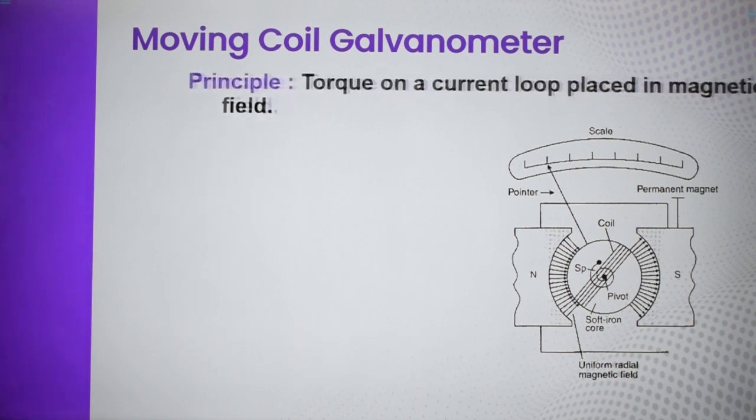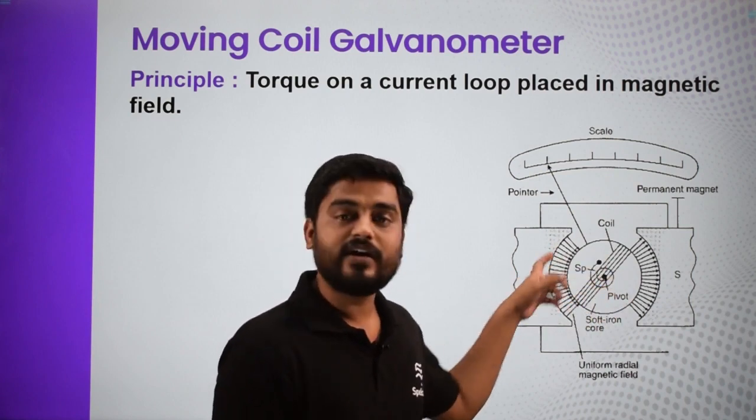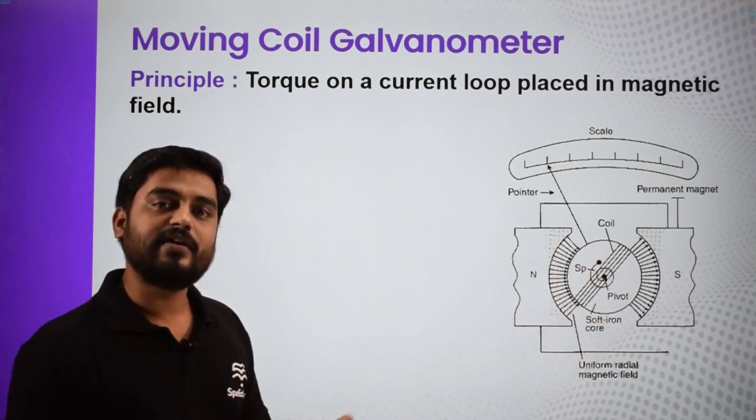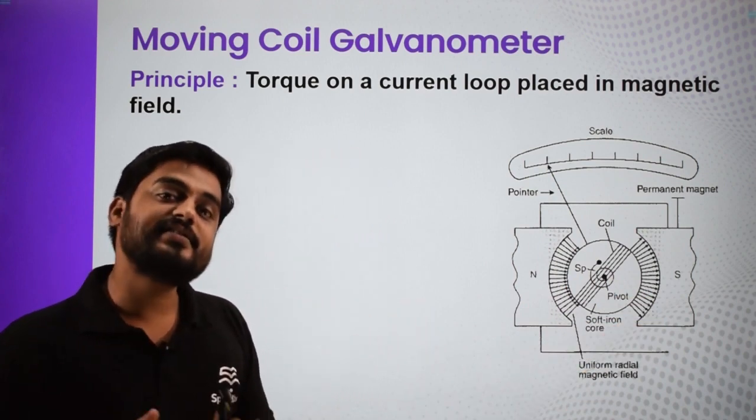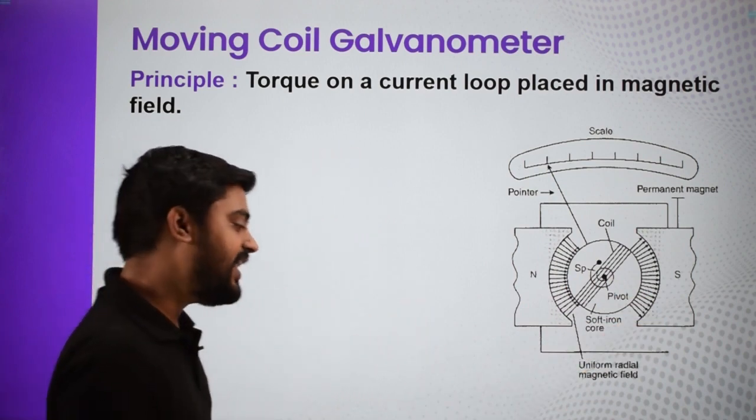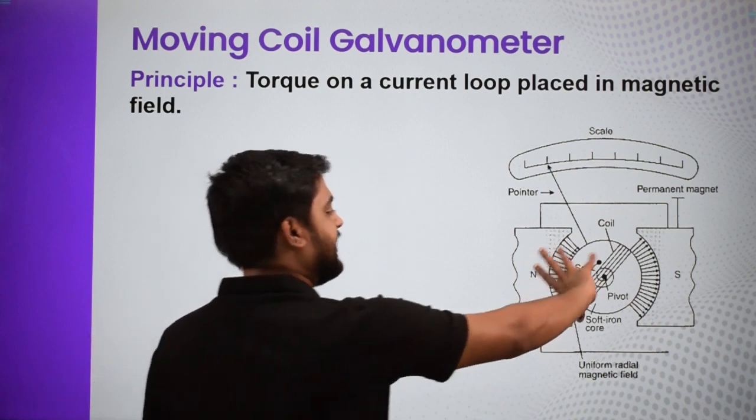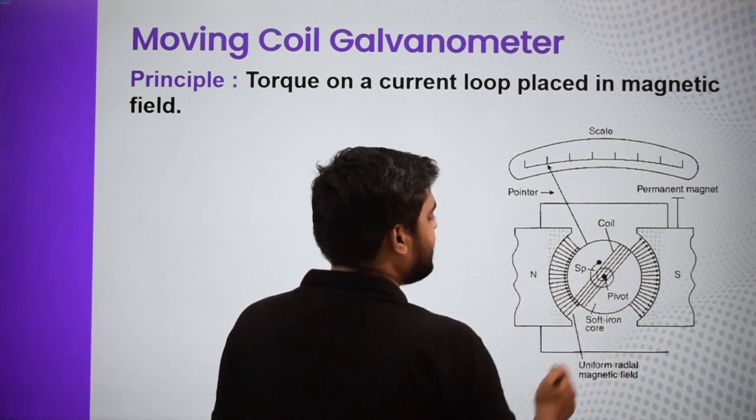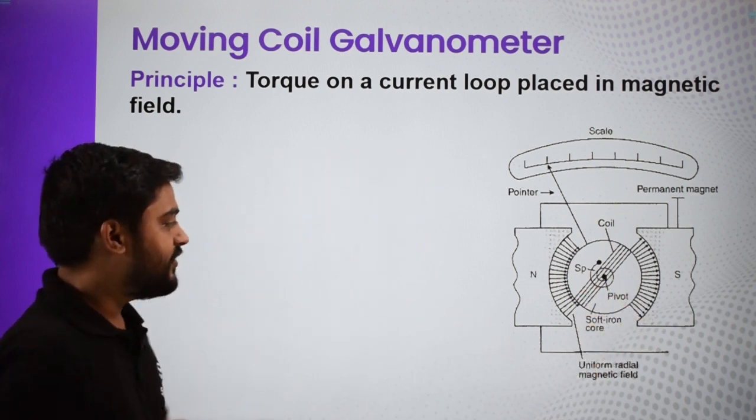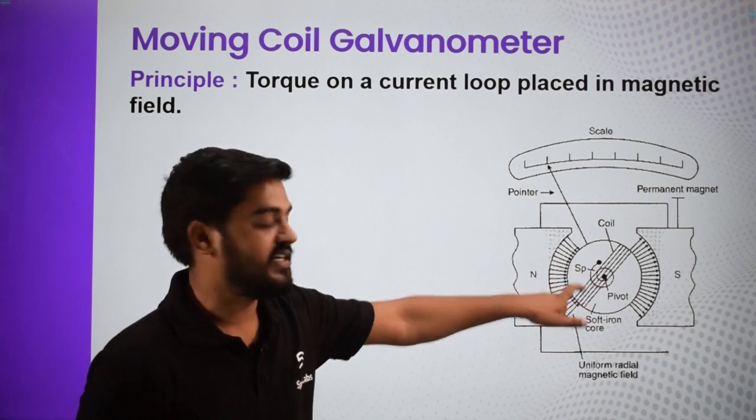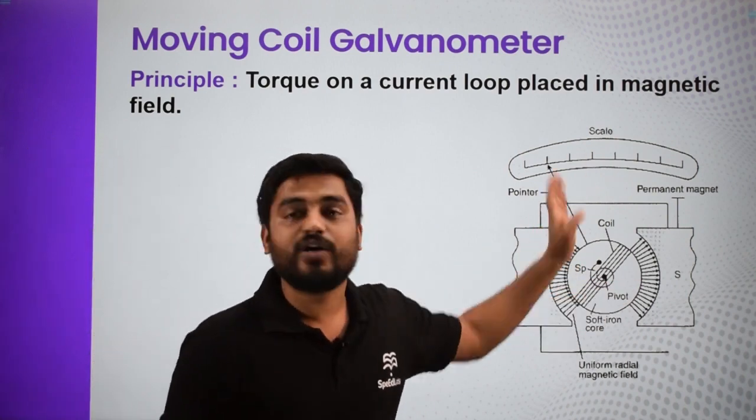Now the principle. What is the principle? Once we pass a current through here, the current will pass through this coil, and this coil is kept in a magnetic field. Due to that, it will experience a torque. Due to that torque, it will rotate, and once it tries to rotate, there is this spiral spring connected to the same coil, which will oppose it. Once that opposes it, they are going to be balanced and there is going to be a reading.